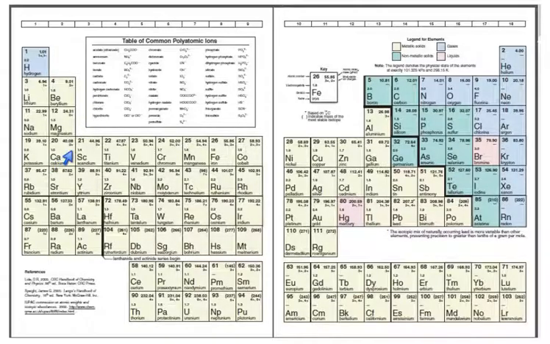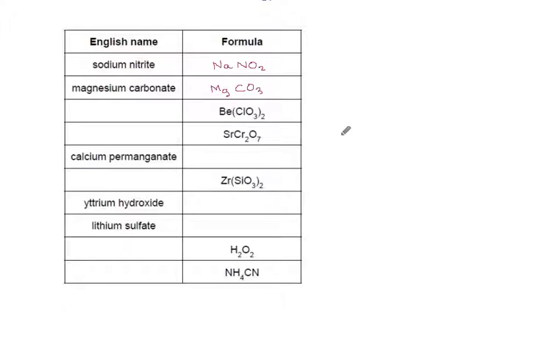Calcium is element number 20. It's right here and has a charge of +2. Permanganate is third from the bottom in our polyatomic ion list. It's MnO4 and has a charge of -1. So we're combining calcium ions and MnO4s, which have a -1 charge.